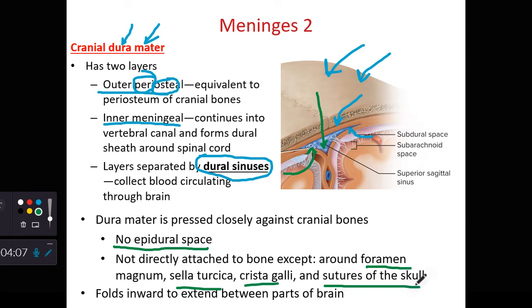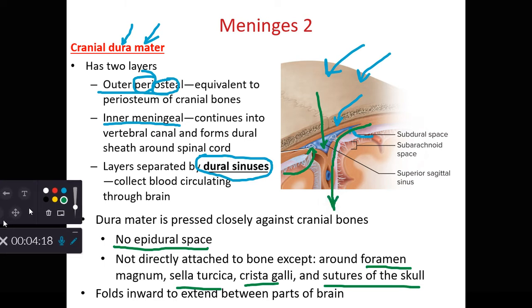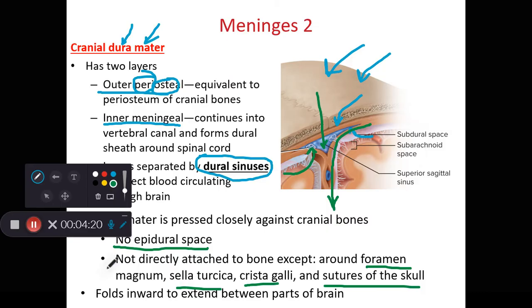And as we look at our dura mater, that dura mater is also going to invaginate into the brain. So here we can see the dura mater folding down into what is the longitudinal fissure of the brain, separating the left and right hemispheres of the cerebrum.